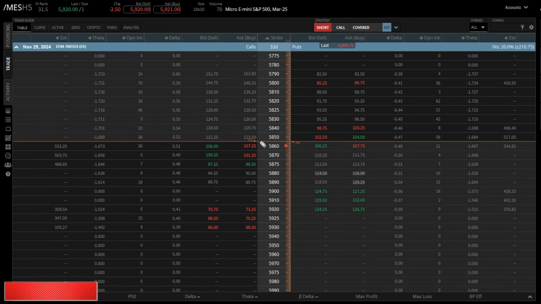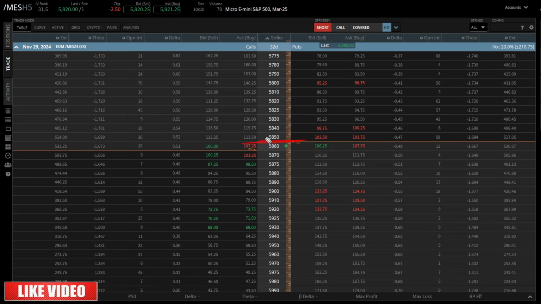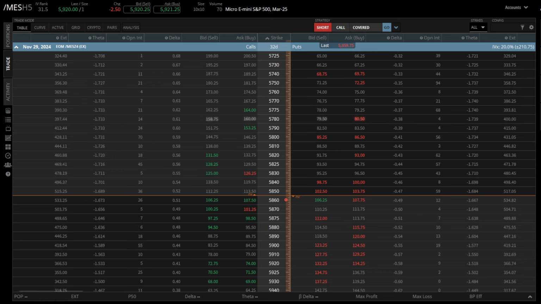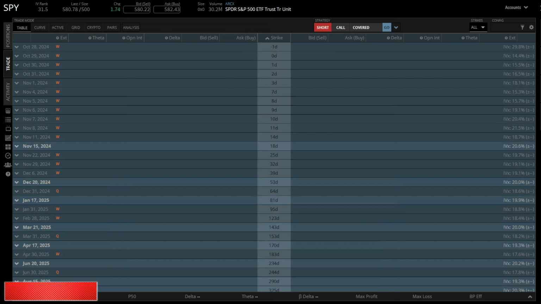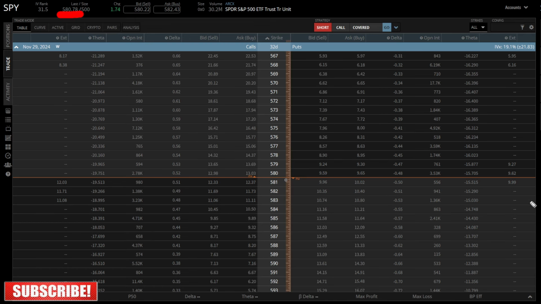As you guys can see, this is what we call trading at the money, because it's pretty much close to where the price is trading. This is the MES, but we're going to start here with the SPY. Let me go back to the SPY, delete this, and open the SPY first so you can have an idea. At 32 DTE, the SPY right now is trading at $581, and this price is at the money.